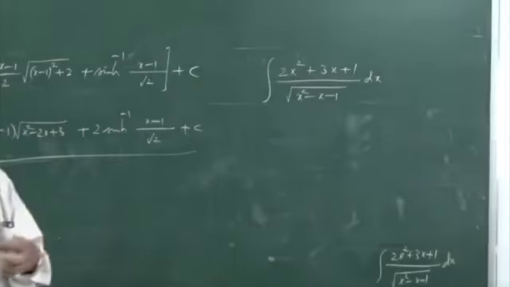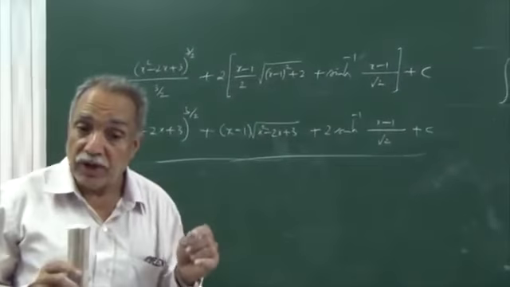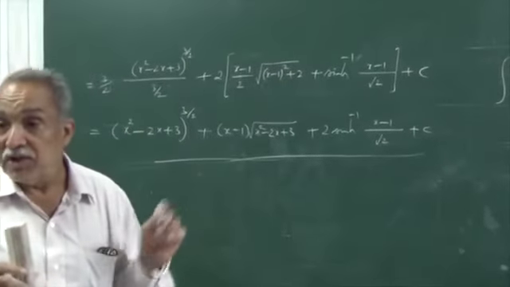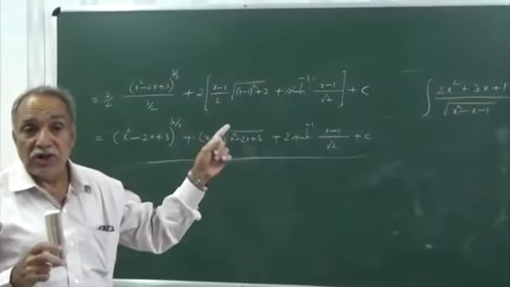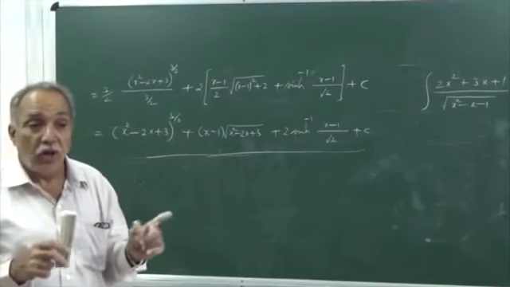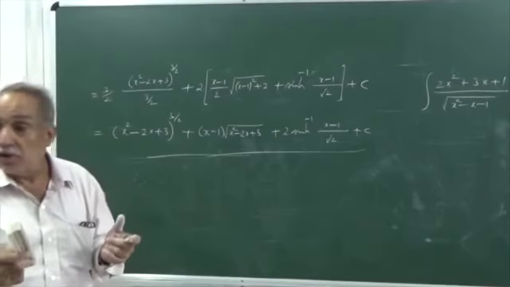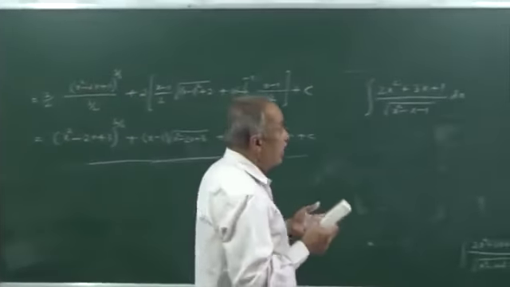You know how to handle an integral if the denominator is root of a quadratic and the numerator is linear. But at present our numerator is not linear, there is a quadratic term, there is an x square term. First think of getting rid of that quadratic term. How to get rid of that x square term?